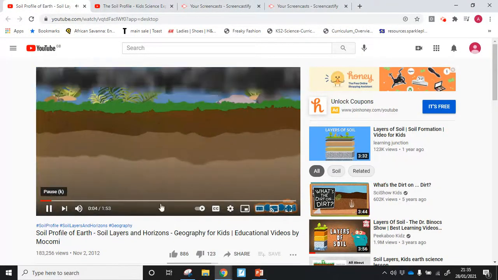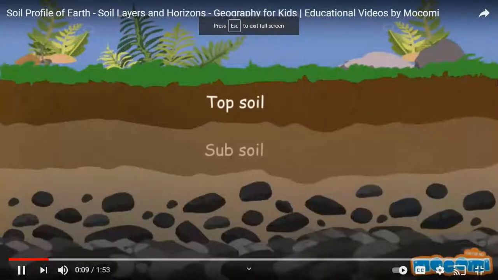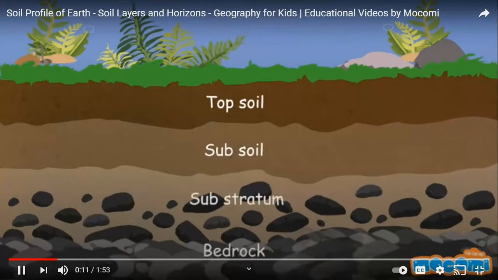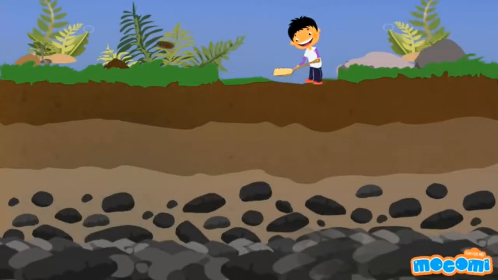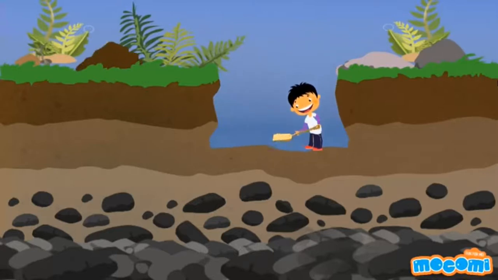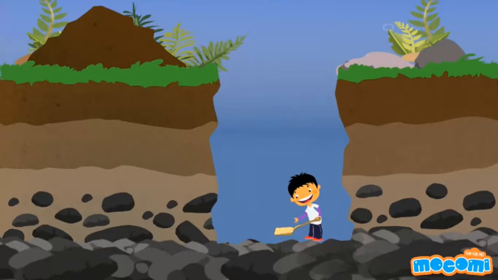So we're going to look at the soil profile. A vertical section cutting through the soil, showing the different layers of the soil, is called a soil profile. Soil profile can be seen by looking at the sides of a recently dug trench, or while digging a well or a foundation of a building.